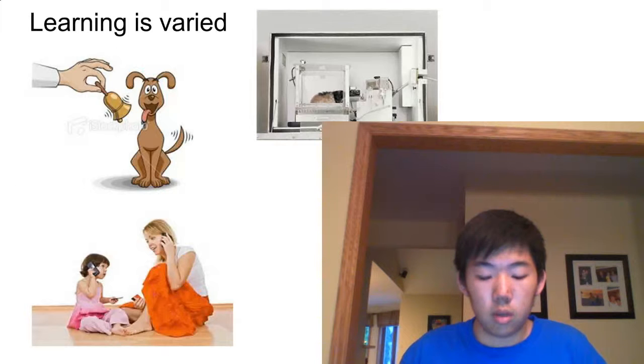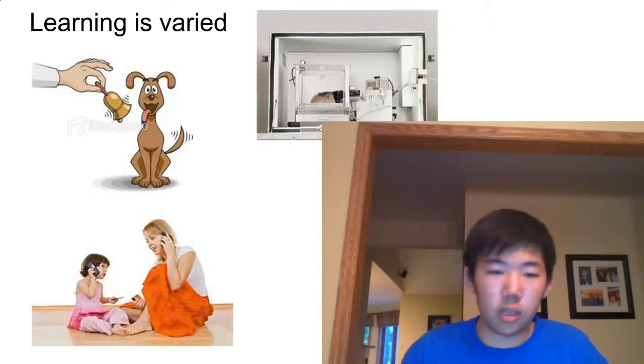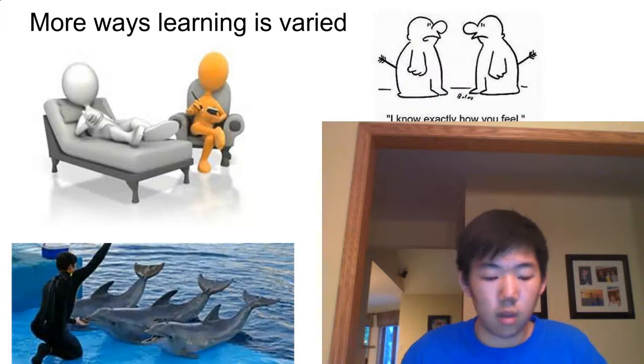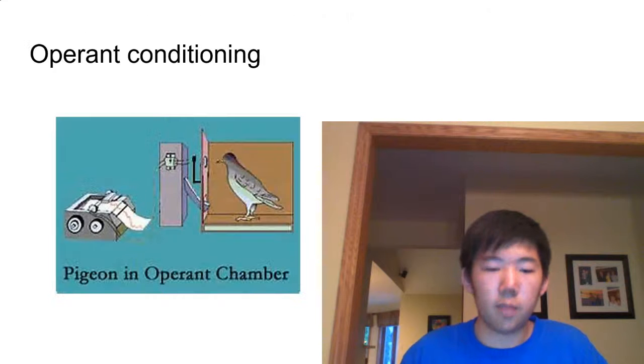So, learning is very varied. In psychology, there are different methods of learning, such as operant conditioning, classical conditioning, and observational learning. Learning is also varied because of how many different uses there are for learning. Learning can be used for animal training, for therapy, and is used to show empathy.